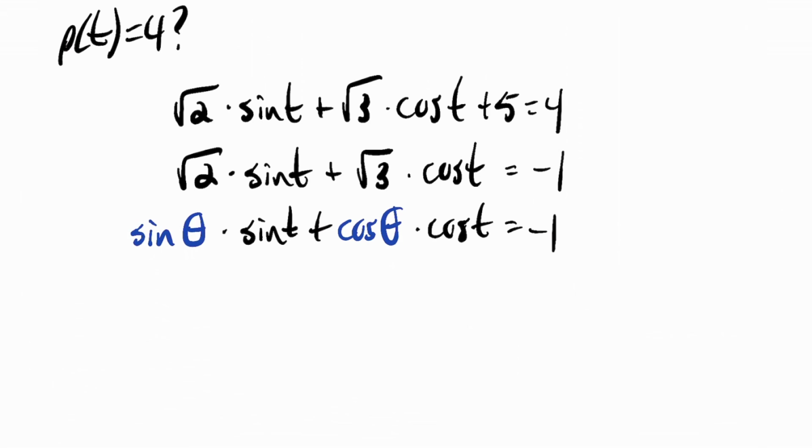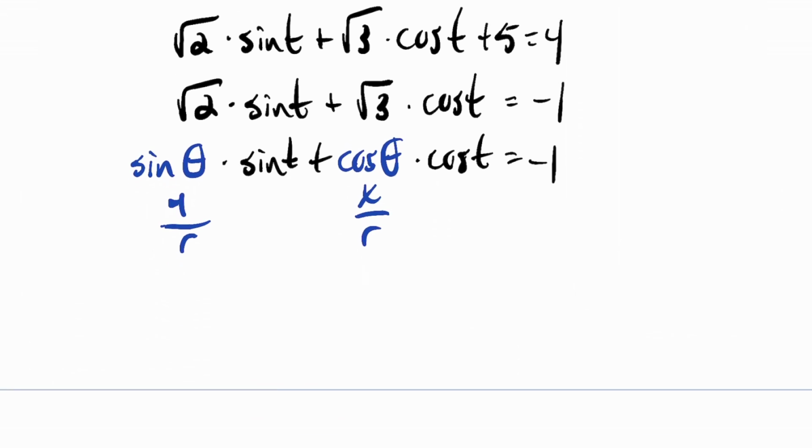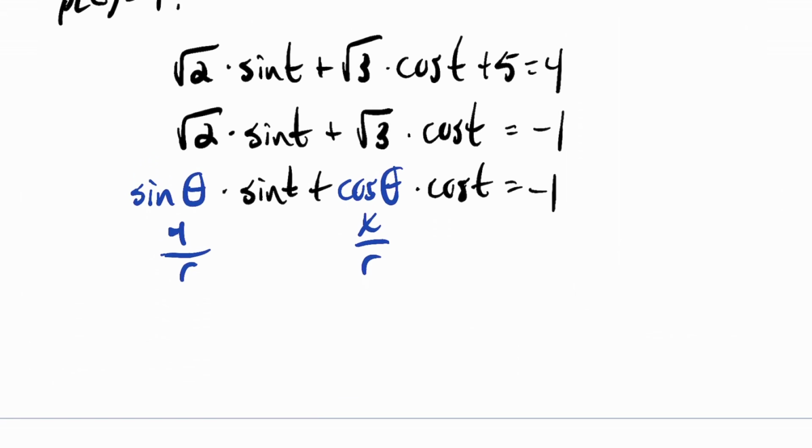So what we have to do is say, well, this sine theta needs to be some y over r. Oh, let me change colors again. Some y over r, and this cosine needs to be some x over r for it to be a sine and cosine value respectively. So I have to take the original equation, and I have to suppose, oh, this guy here, that root 2 is some y value, and this root 3 is some x value.